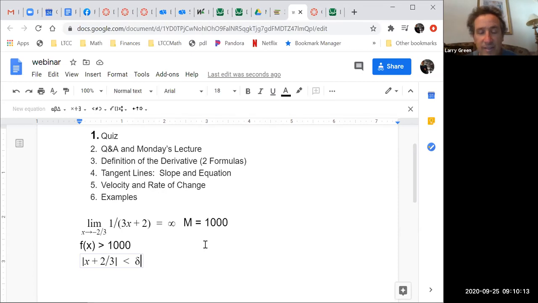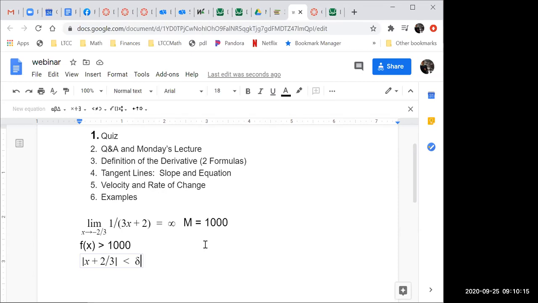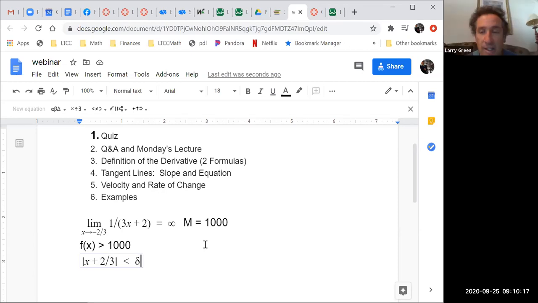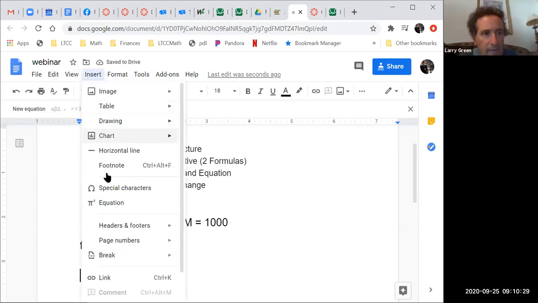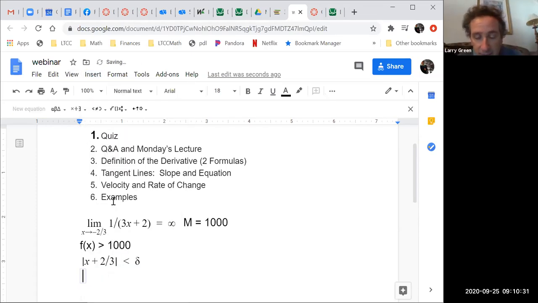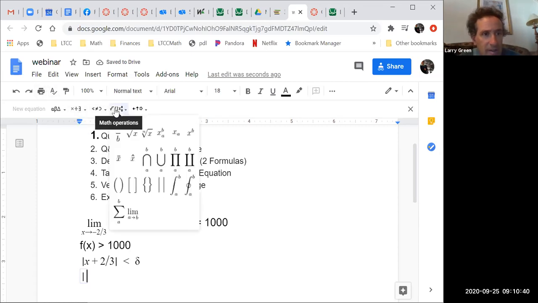So it's the maze. We want f of x to be greater than 1,000, so we're going to work backwards. We're going to start with f of x greater than 1,000 and then find delta that way. Does that help? Yeah, I'm starting to see the backwards plan. Yeah, and that's kind of classic. So f of x is 1 over 3x plus 2.